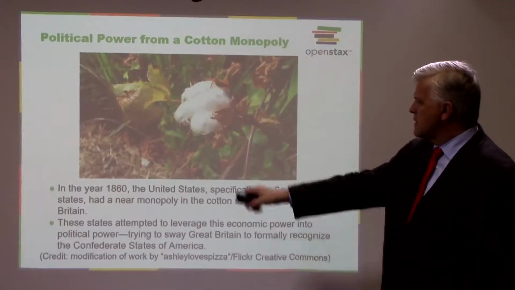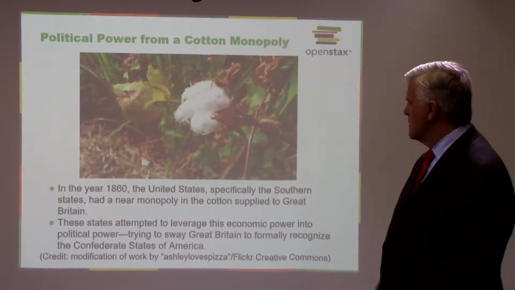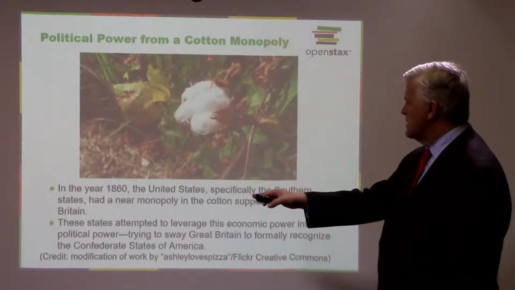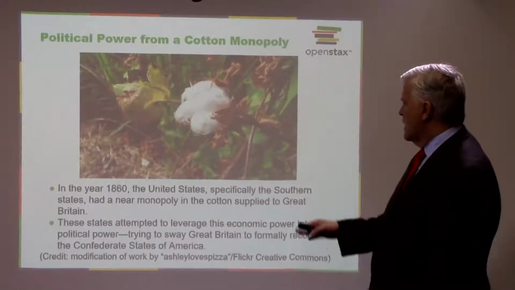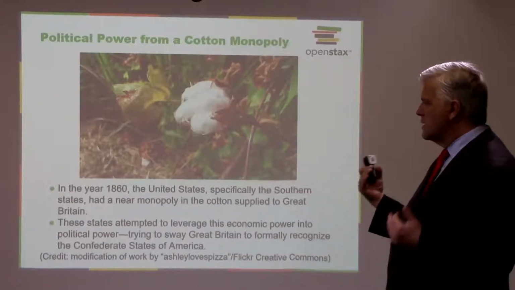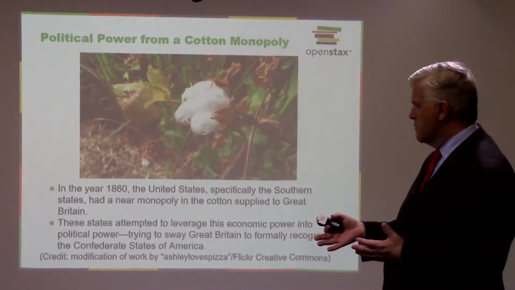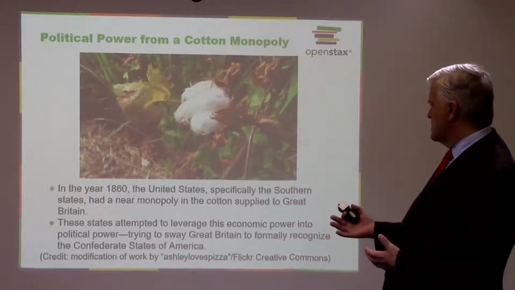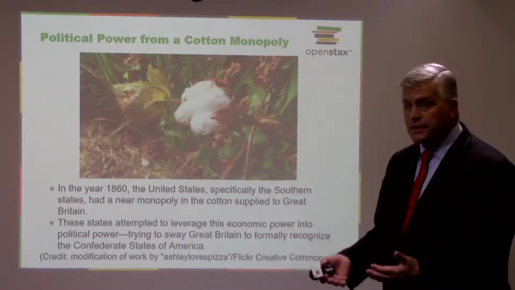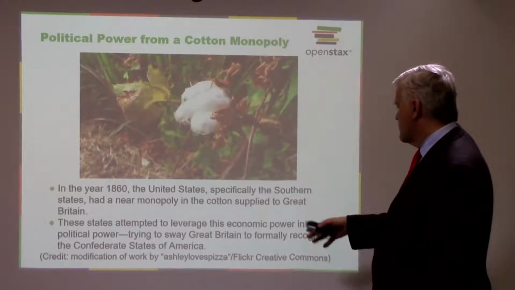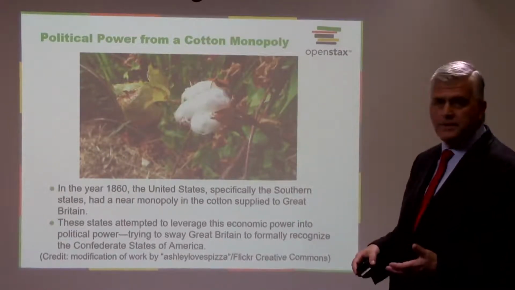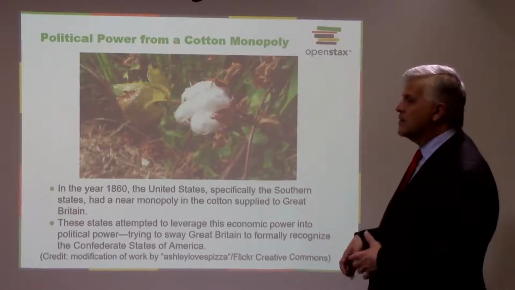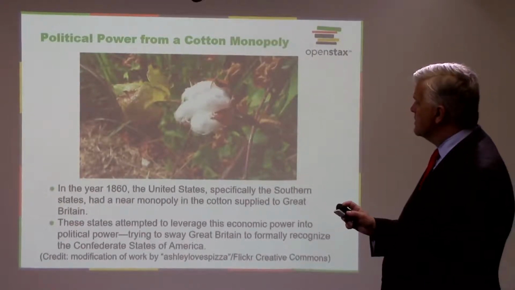The year is 1860. It's the United States, specifically the southern United States, and it had a near monopoly really in the cotton that was supplied to Great Britain. Now, these states actually attempted to leverage some of this economic power into political power, trying to sway Great Britain to formally recognize the Confederate States of America. This goes to show you how much power they actually wielded.